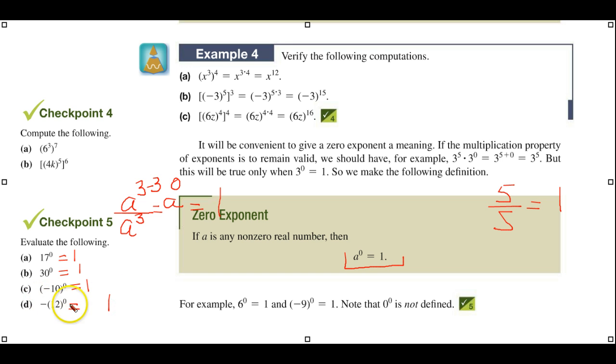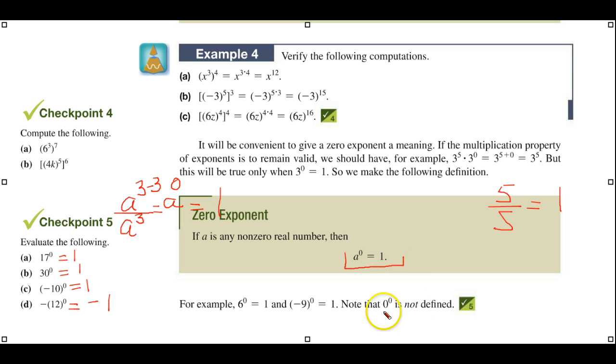But now we have to apply the negative sign. So this one could be a little tricky. This is a negative 1. Now if the parenthesis contains the negative sign, as we see in letter C, that's a positive 1. But here the base is only the 12. That is to the 0 power. Then we apply the negative.